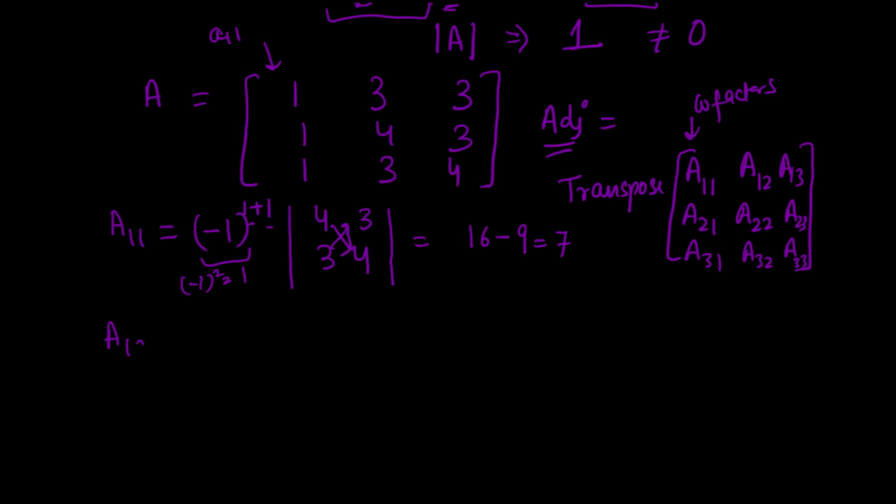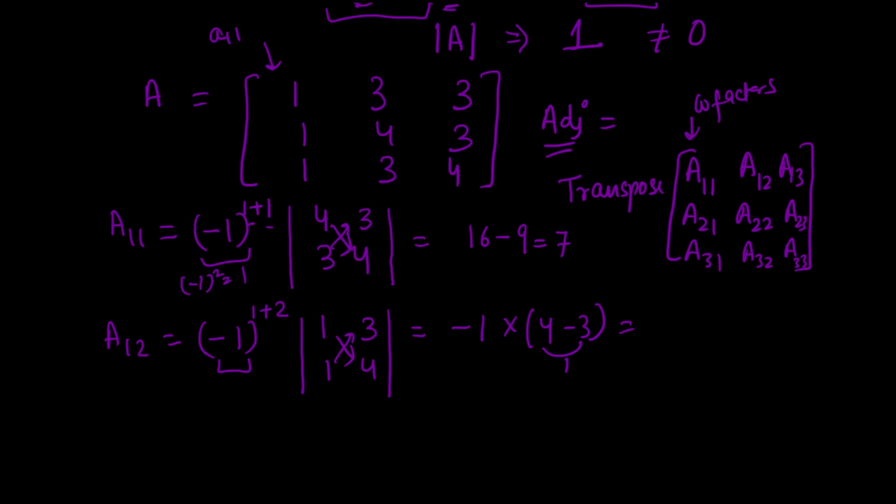Let's find A12. It will be minus 1 to the power 1 plus 2, and then all the elements other than row 1 and column 2. So it's 1, 3 and 1 and 4. This becomes minus 1 to the power 3, which is minus 1, times 4 minus 3. So 4 minus 3 is 1, and when you multiply it becomes minus 1.